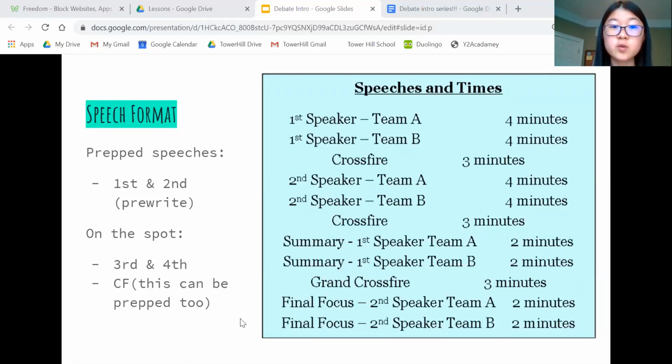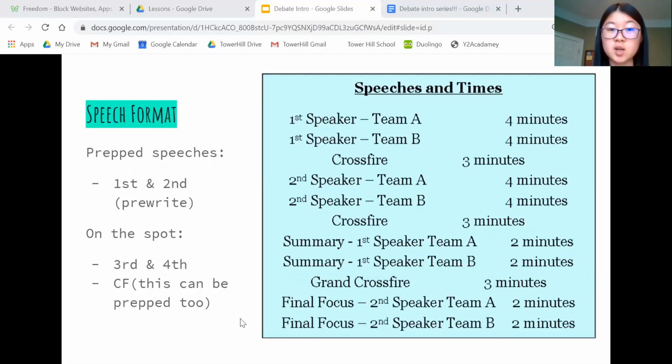And the third and fourth speeches, the summary and the final focus, are both 2 minutes long. These speeches may seem a bit similar, but essentially the summary is where you give the clashes, which is basically where both of the teams have been really arguing for certain points. And you want to show why you've won these major clashes in the debate.